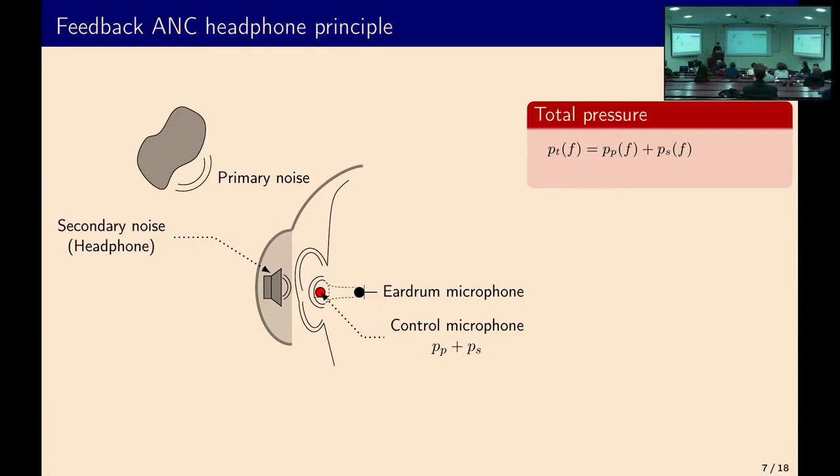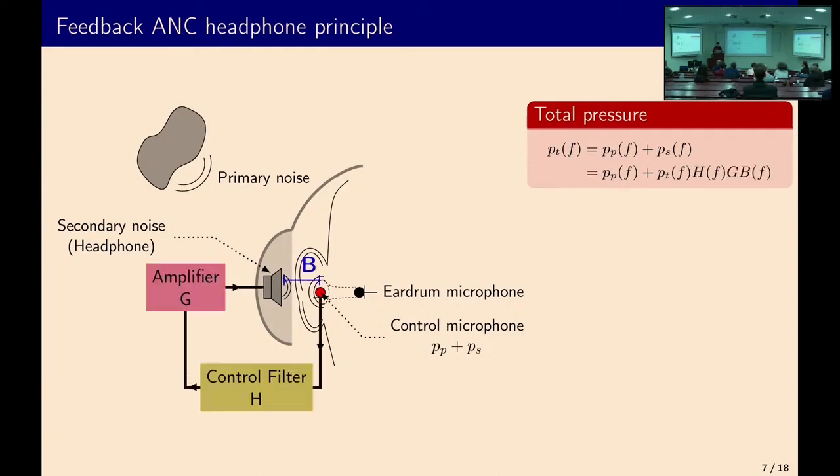The question now is, what is the signal feeding the secondary source, the loudspeaker from the headphone? Well, to process this signal, we need to introduce the feedback loop composed of an amplifier with pure gain, not depending on the frequency, the control filter, and we'll see in a little bit what it looks like, and finally the transfer function between the headphone loudspeaker and the control microphone, which is called B here.